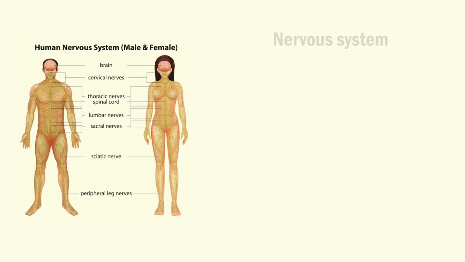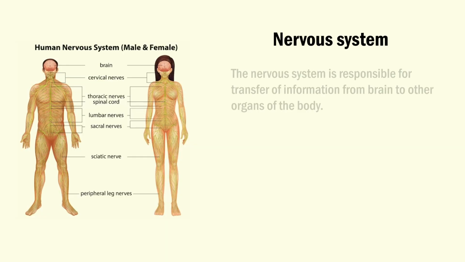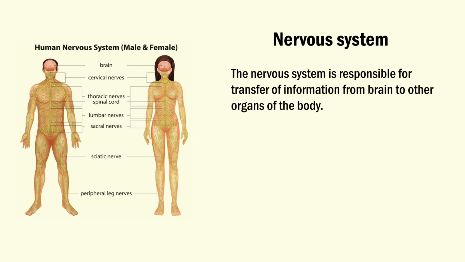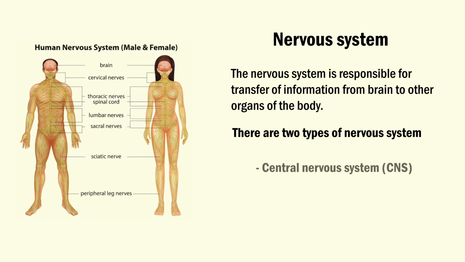In this section, we will study the nervous system of our body. The nervous system is responsible for the transfer of information from the brain to other organs of the body. There are 2 types of nervous system. The first one is the central nervous system and the second one is the peripheral nervous system.